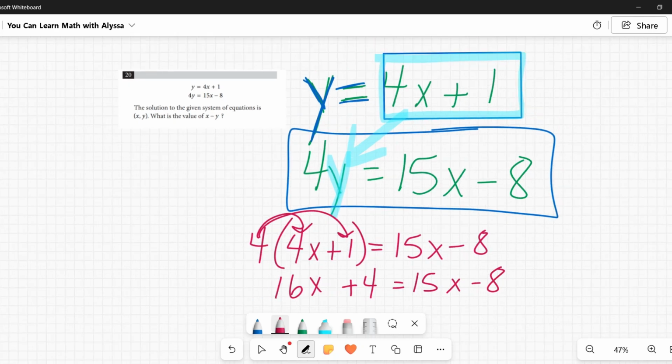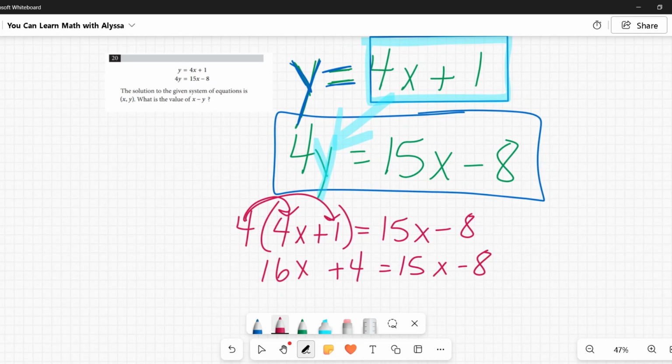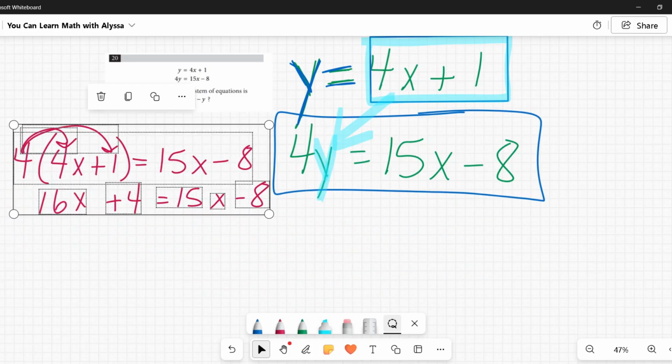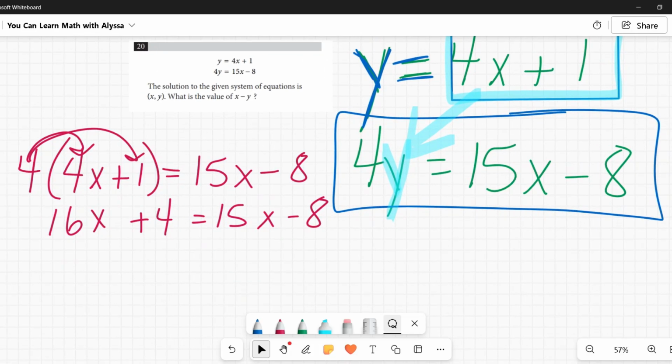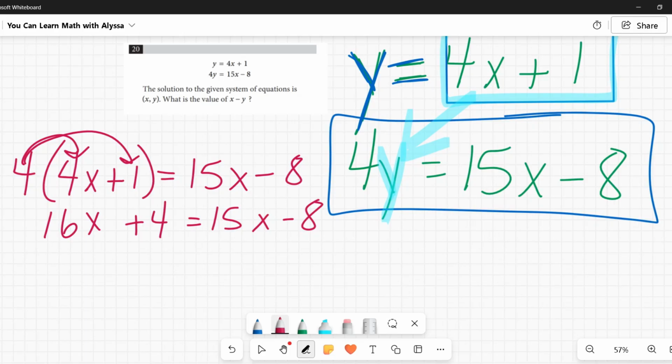Now to solve, I want the x's on one side and I want the numbers on the other. I'm going to see if I can move all this over here, give myself a little more room. I'm notorious for running out of space because I always write too big. Right, so I'm going to move the x's over here by getting rid of them on this right side. I'm going to subtract the 15x from both sides. So on the left, 16x minus 15x is just x. And on the right, 15x minus 15x is nothing. So it's gone. I just have that negative 8 left.